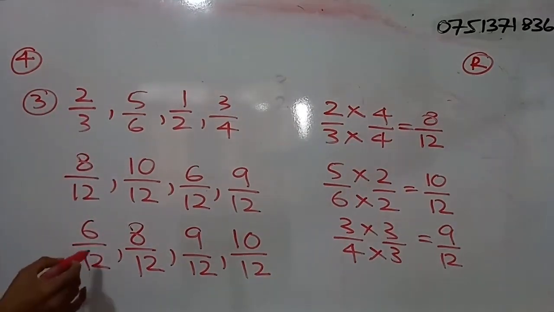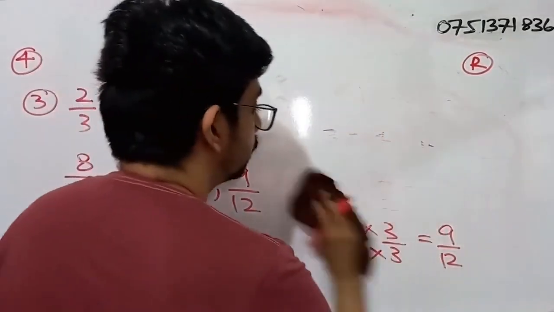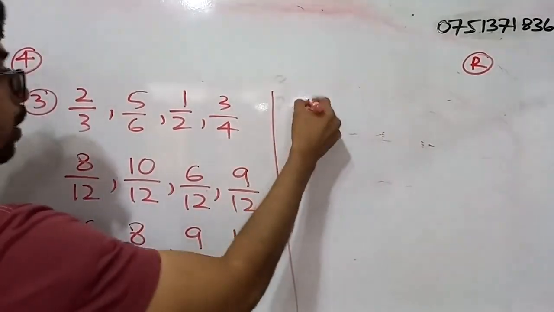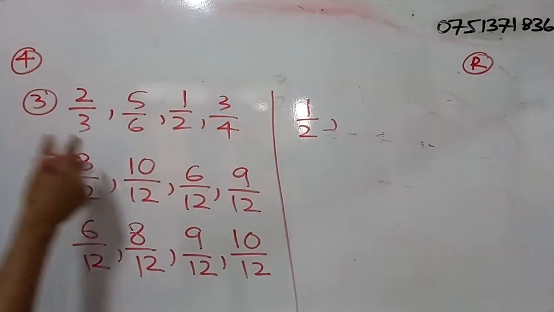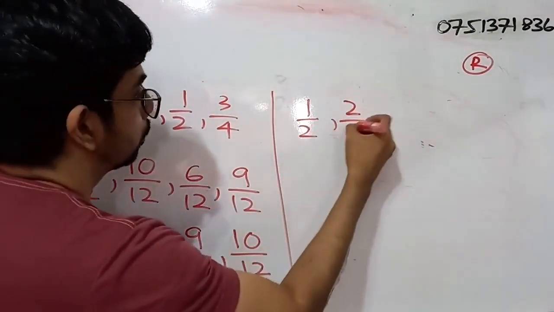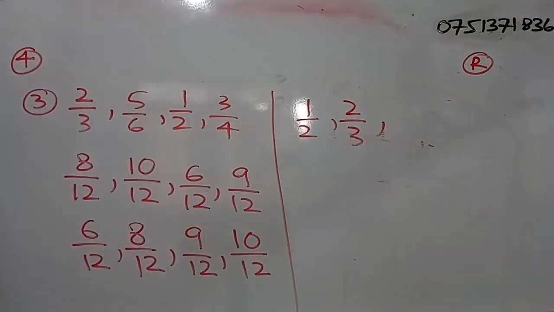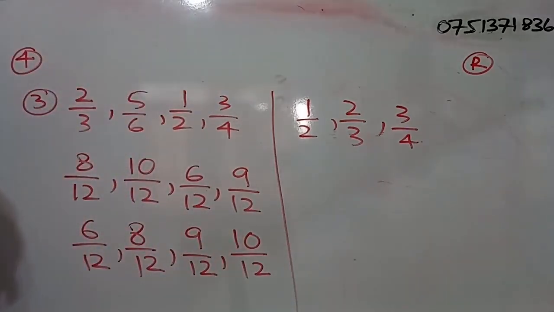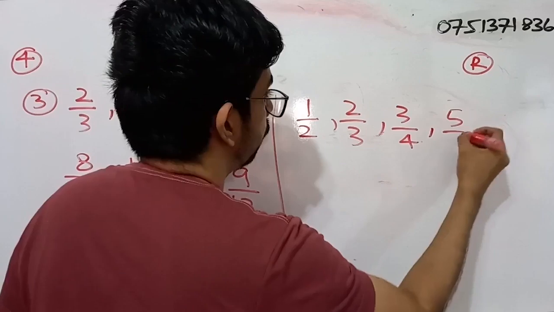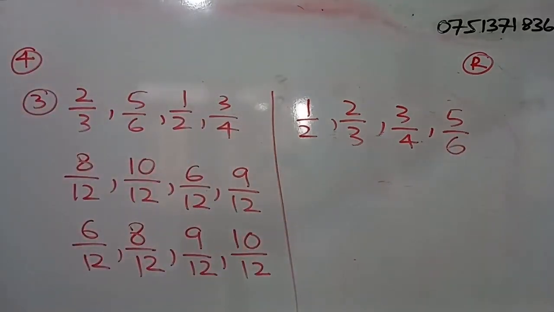So now the thing is, we have to write the answer using the fractions that have been given to us. So 6 by 12 means what? 1 by 2. Then 8 by 12 means 2 by 3. Then 9 by 12 means 3 by 4. Then finally 10 by 12, so that is 5 by 6. So that will be the answer.